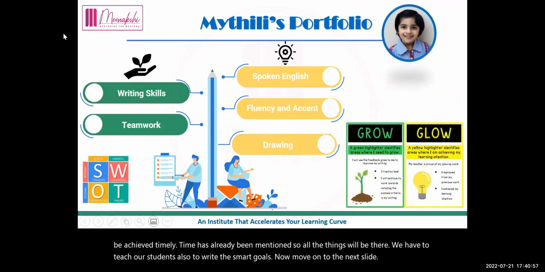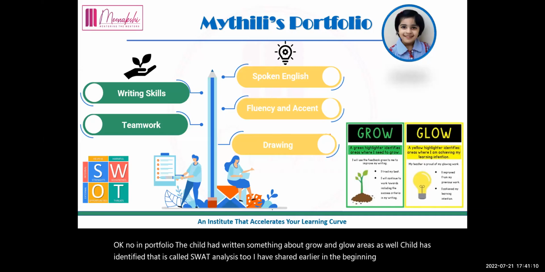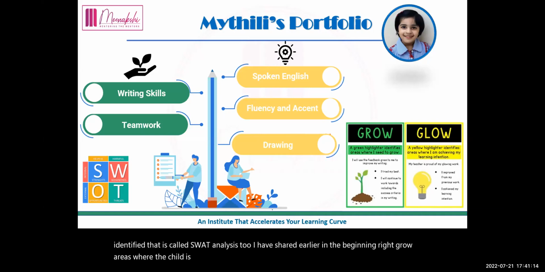Okay, now in the portfolio, the child had written something about the grow and glow areas as well. The child has identified, that is called SWOT analysis too. I have shared earlier in the beginning, right? Grow areas are where the child is growing. Glow areas are where the child is already glowing and doing pretty well. The child has mentioned they have to grow in writing skills, and for that, the child has already set some goals in the first slide.